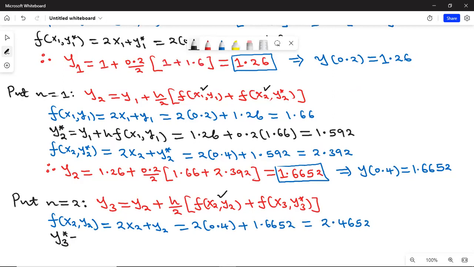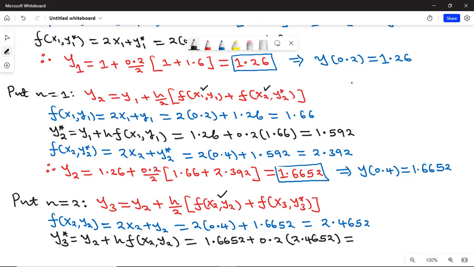So with that, now we can find y3 star. Check the definition of yn star. In this case, it was yn plus 1 star when n is 2. So you can find y3 star as y2 plus h f of x2 y2. Our y2 was 1.6652, our h is 0.2, and f of x2 y2 we have found 2.4652. Let us press this in our calculator. That should give us 2.1582.